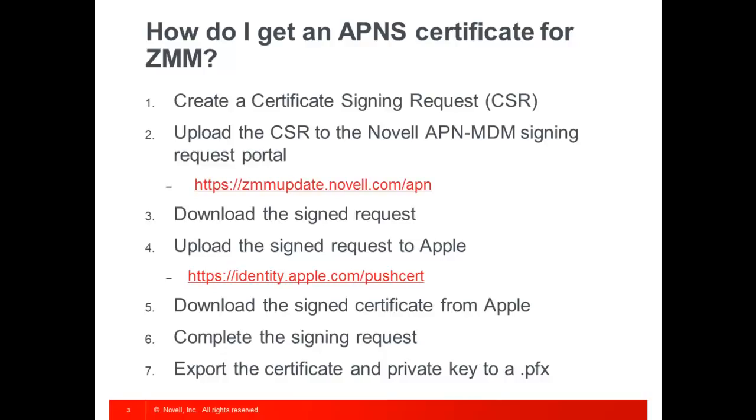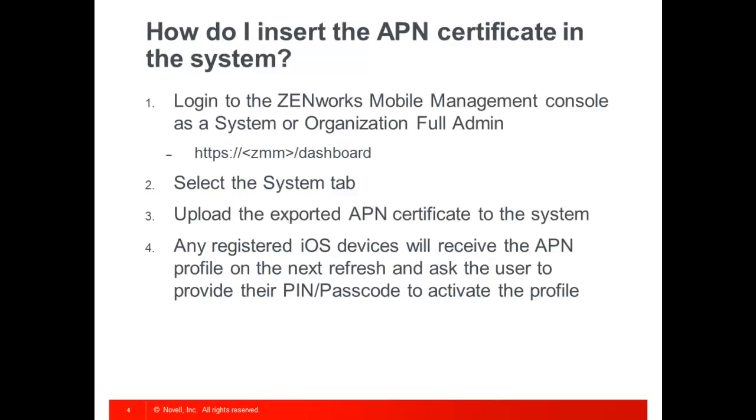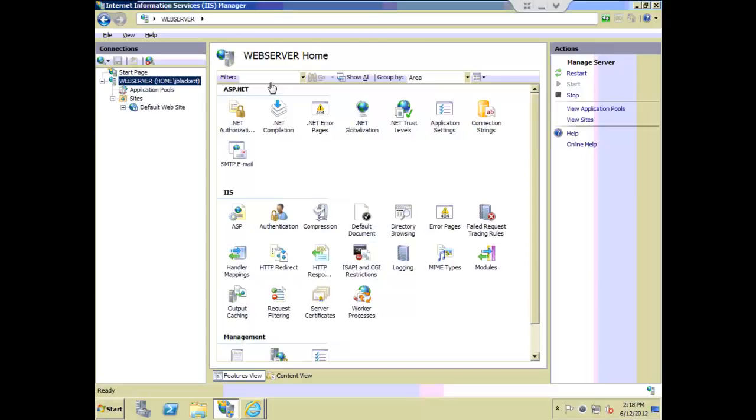Then you're going to upload that signed request to Apple. Apple will then sign it, and you'll then have a complete certificate. You can finish the certificate signing process, and then you can export that key. Once you've got that, you can insert it by going into the dashboard for ZENworks Mobile Management, selecting the System tab, and uploading the exported APN certificate. At that point, on the next refresh, all the devices will know about the APN. So let's go ahead and take a look at how this looks in the process.